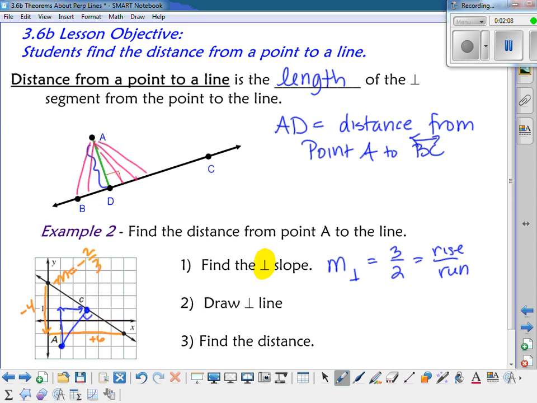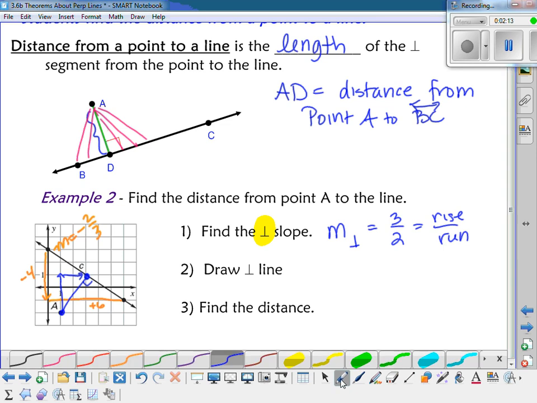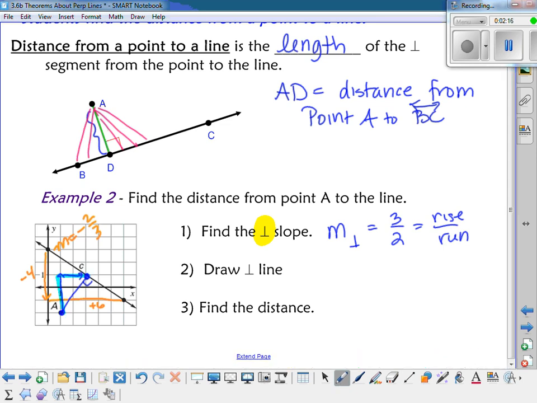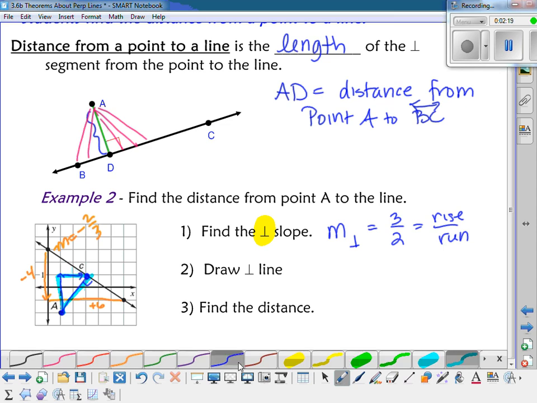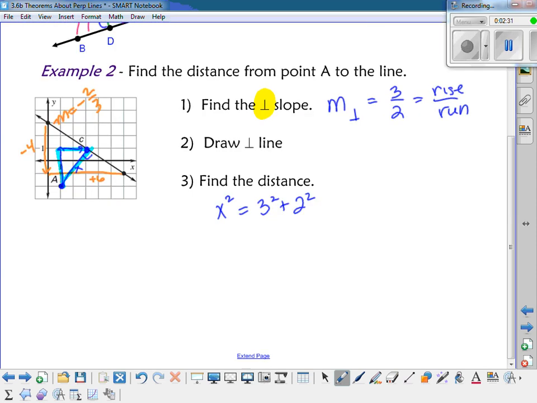Now I have to find the distance between those two. So I can use the Pythagorean theorem because I've already got a right triangle right here. And so if I call this x, x squared is going to equal 3 squared plus 2 squared, and so that's 9 plus 4. That means x squared is equal to 13, and so x would equal the square root of 13. So the distance from point A to the line is the square root of 13.